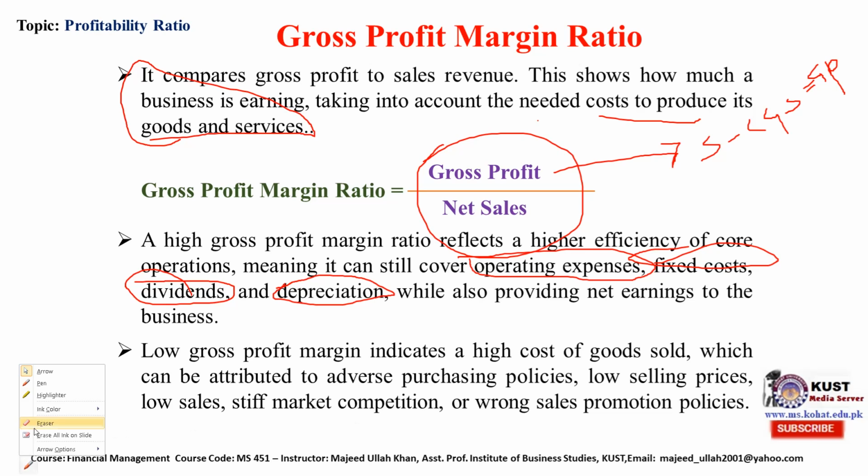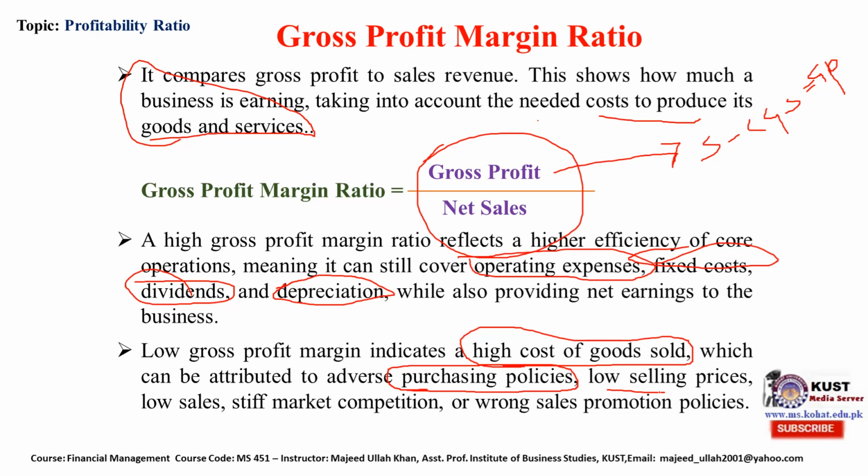A low gross profit margin indicates high cost of goods sold, meaning the company is not efficient in preparing the goods produced by it, which can be attributed to adverse purchasing policy. Maybe the company purchases raw material at higher prices than its competitors. Their purchasing policies are not efficient enough to reduce its cost of goods sold.